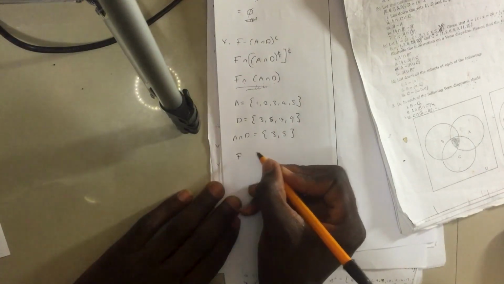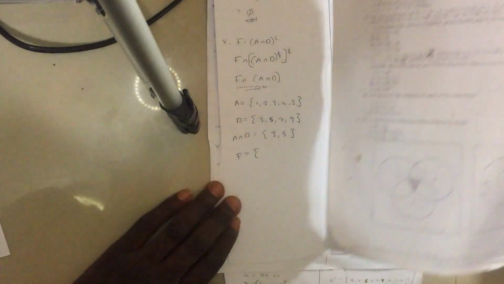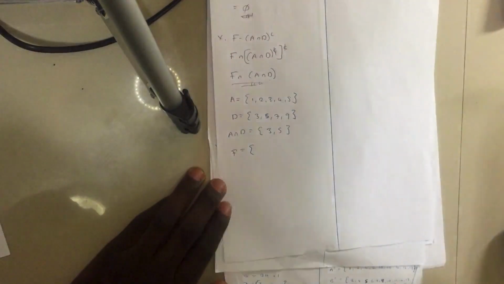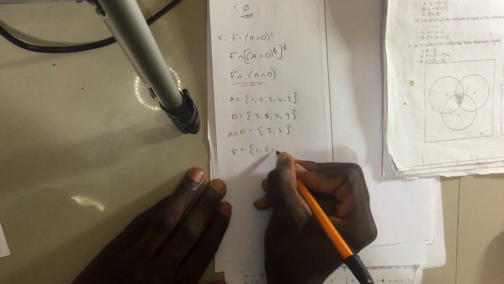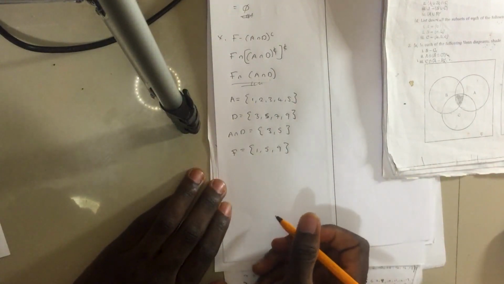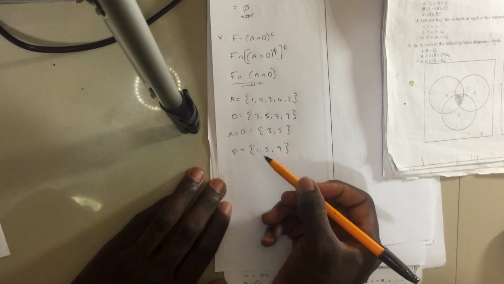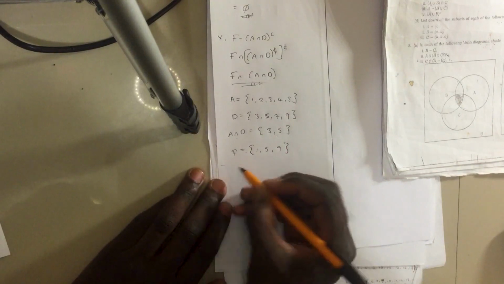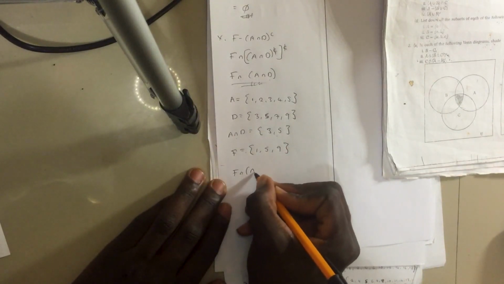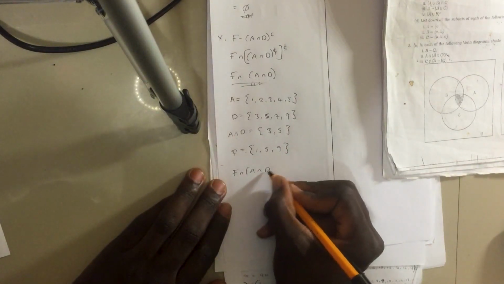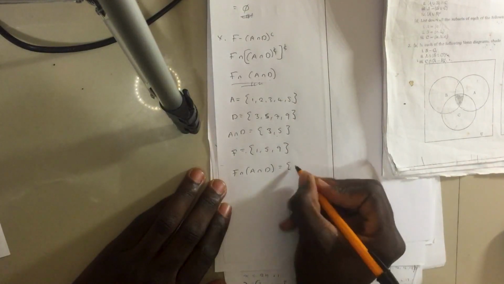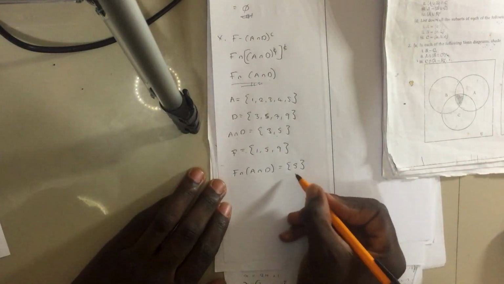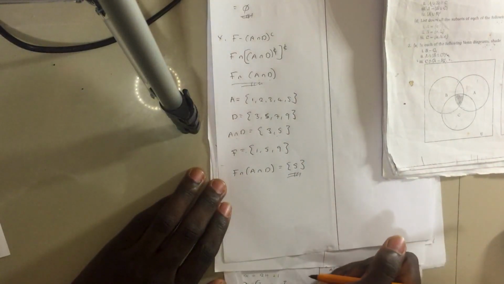In our set F here, we're going to list down our set F as well. Our set F is 1, 5, 9. Now we're going to find the common elements in set F and in set A intersection D. So F intersection A intersection D is equal to 5, because that's the only element that's common in both sets. So our answer here is 5, and that's the end of this question.